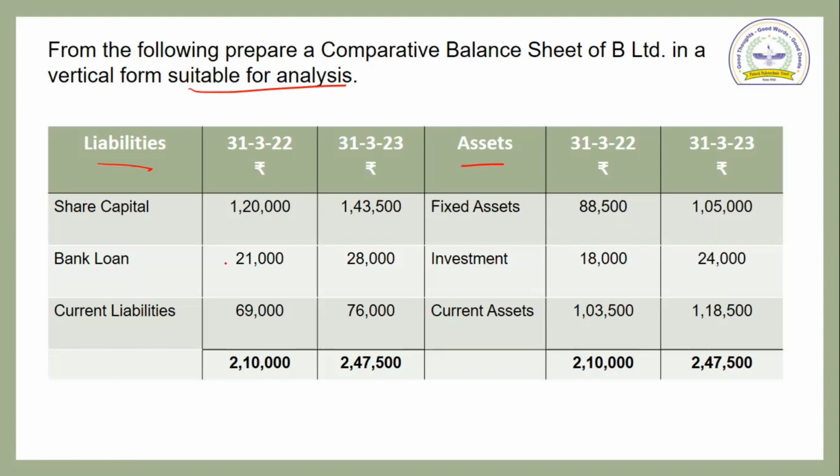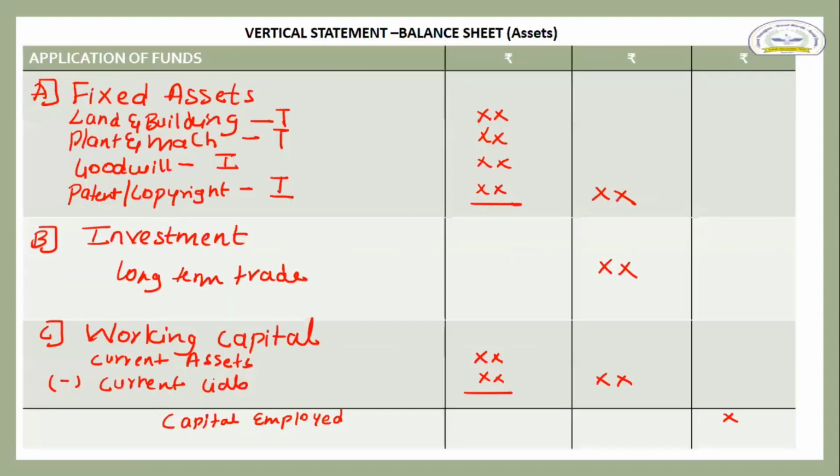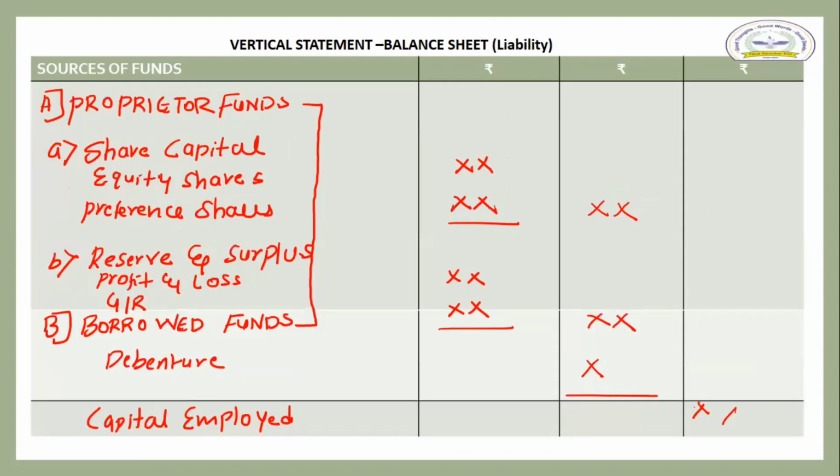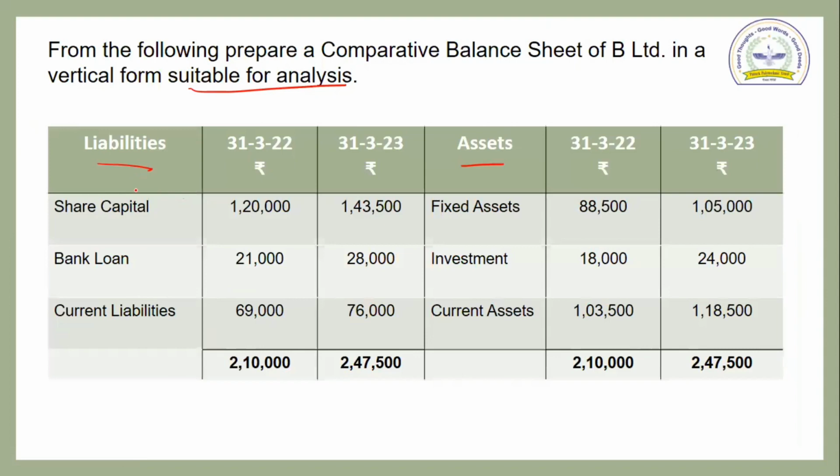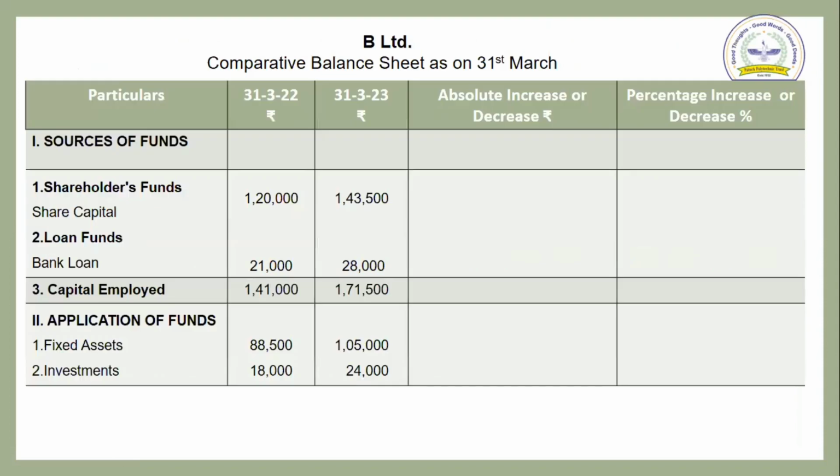See, this is not in the standard format which we have seen in the previous slide. See, this is our standard format. So what we are going to do, we are going to see this question and write it in the vertical statement. Refer to the next slide, students. How are you going to write? See, B Limited. It is given in the question.